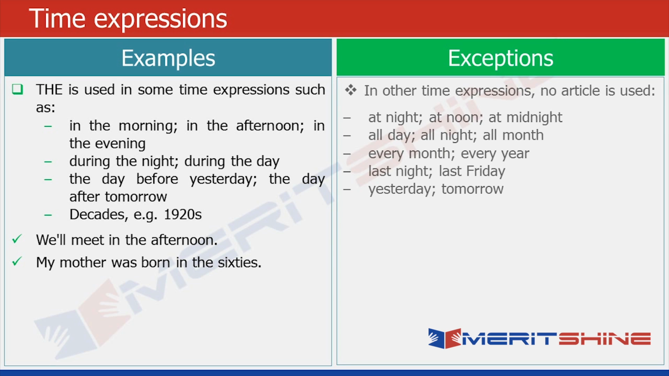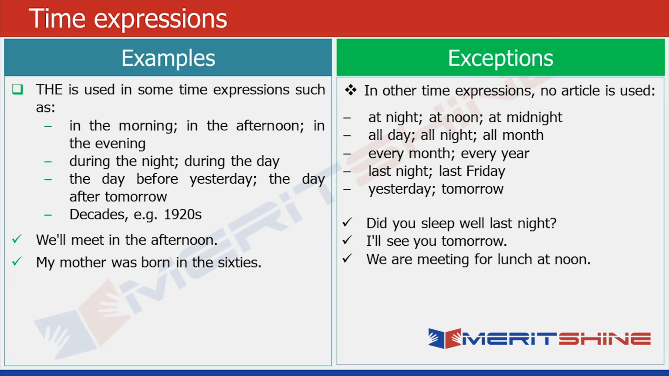In other time expressions such as at night, at noon, at midnight, all day, all night, all month, every year, last night, last Friday, yesterday, tomorrow, etc., no article is used. So the correct sentences would be, did you sleep well last night? I will see you tomorrow. We are meeting for lunch at noon.